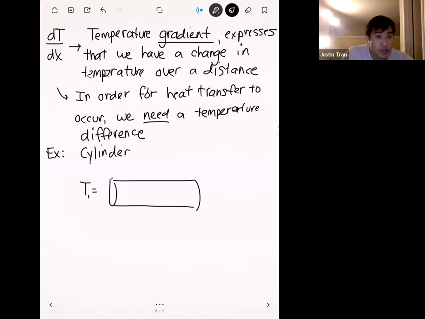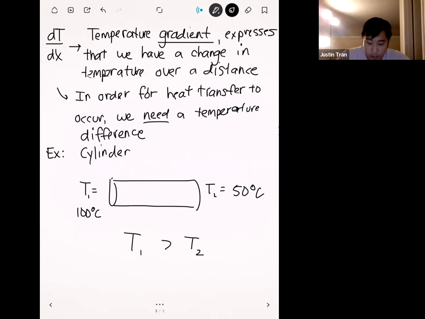All right, and so on one side, let's say we have a temperature T1, and let's say it's 100 degrees Celsius. And let's say on the right side, we have a temperature T2, where this is, let's say, 50 degrees Celsius. So in other words, we have a situation where T1 is greater than T2, right?